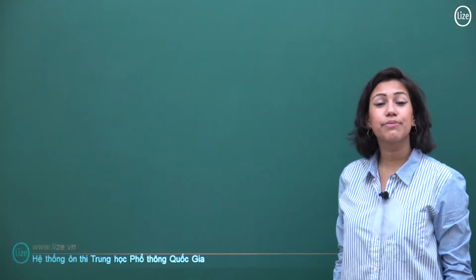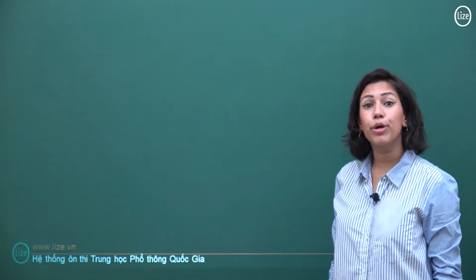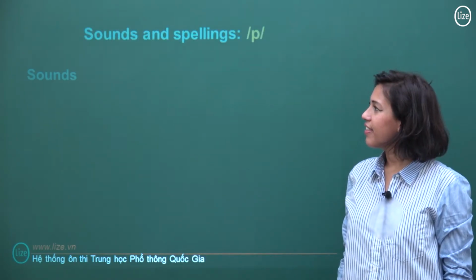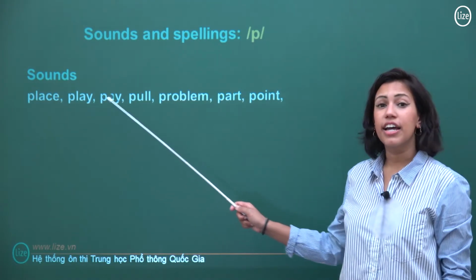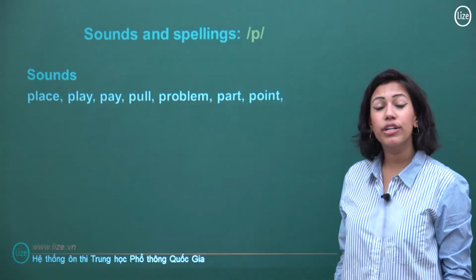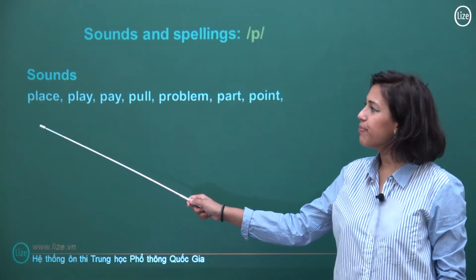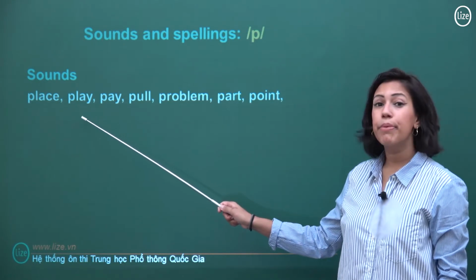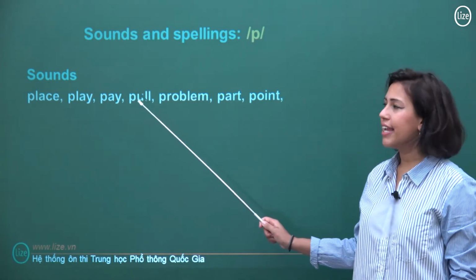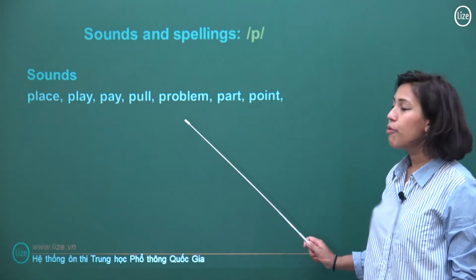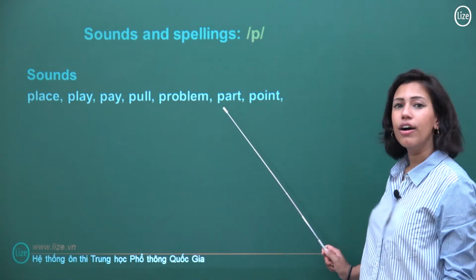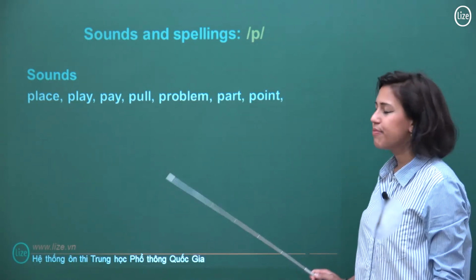Now let us look at some sounds and spellings of our P sound. This first line shows words where the P sound is at the beginning of the word, and so we'll go through them. Place, play, pay, pull, problem, part, and point.